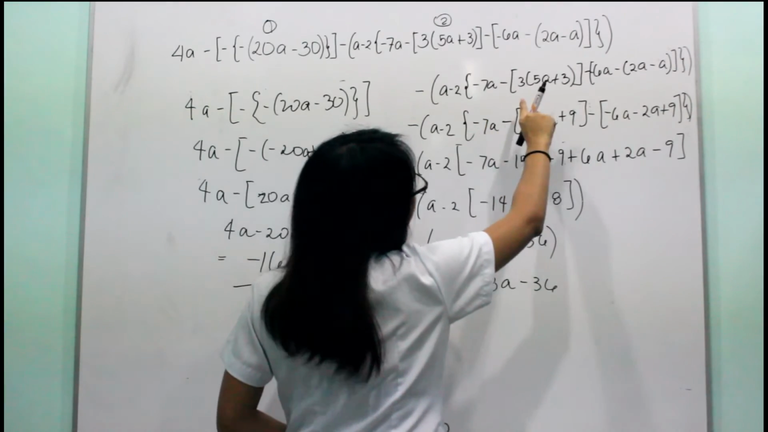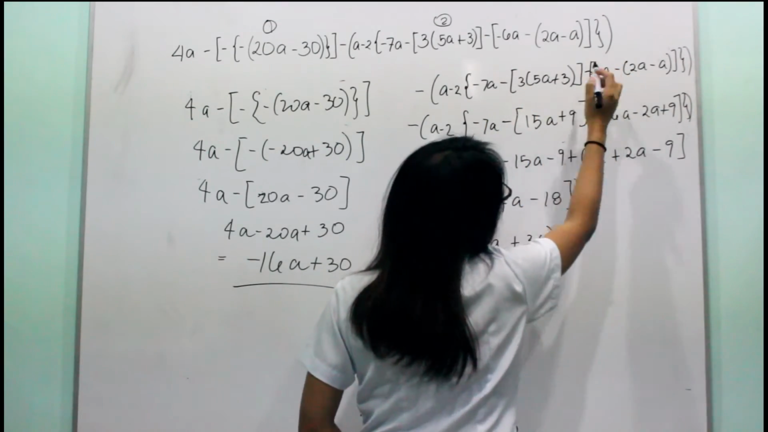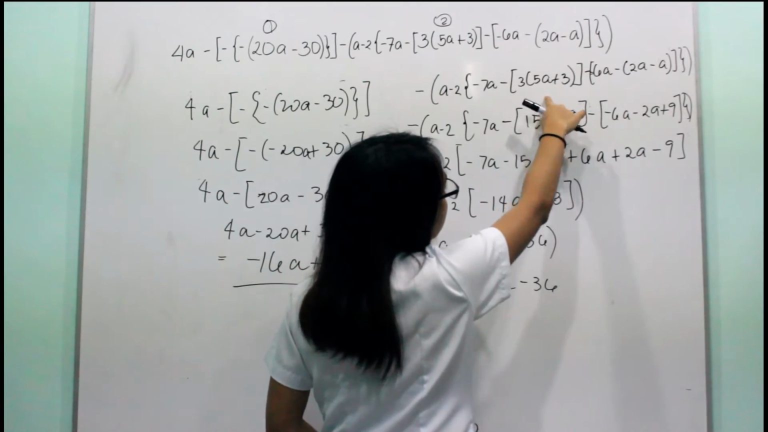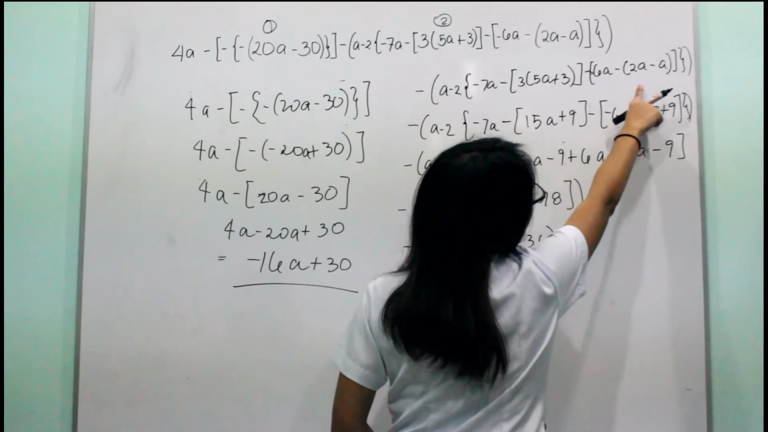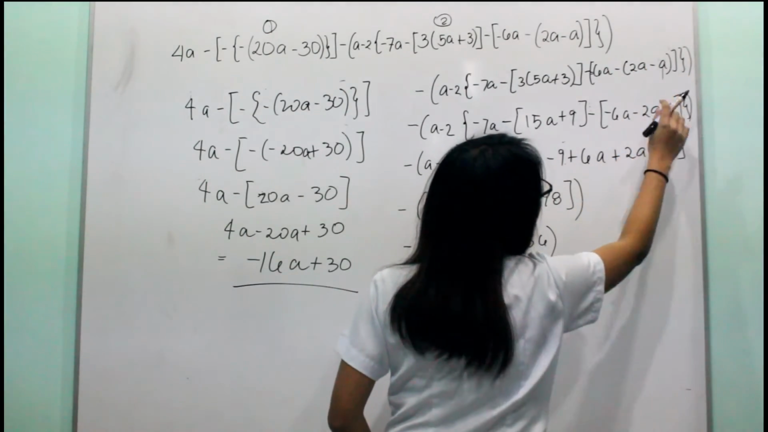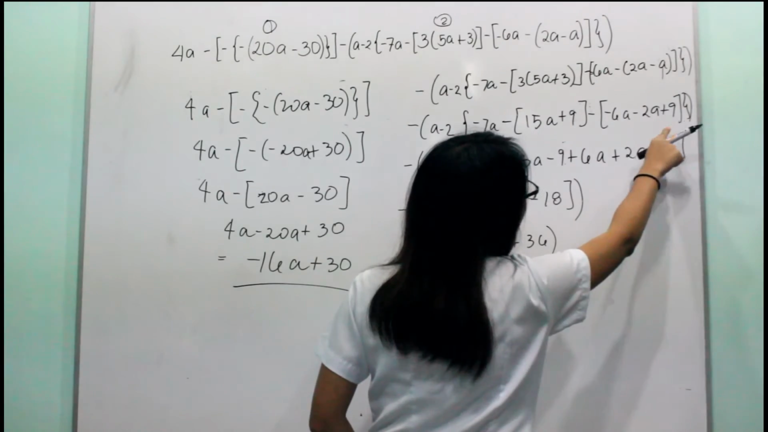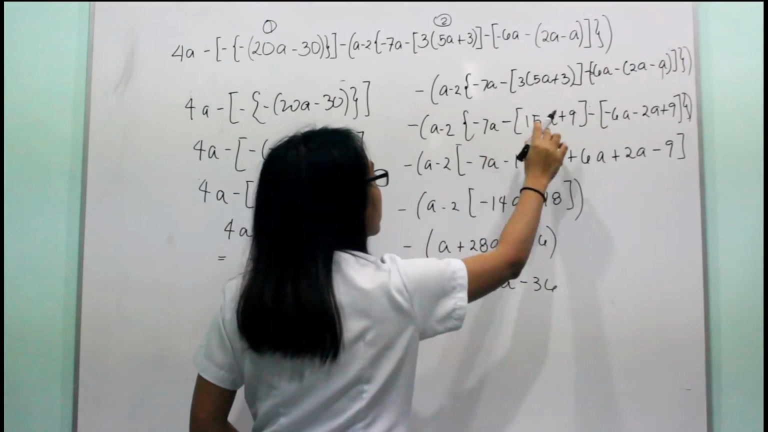So I distributed first the coefficient to a polynomial that can be distributed. So 3 times 5a plus 3 is 15a plus 9. And I distributed the negative sign to 2a minus a, so it became negative 2a plus 9. Then after distributing, you can distribute again the negative signs to the polynomial.